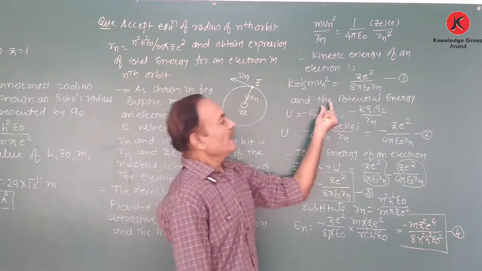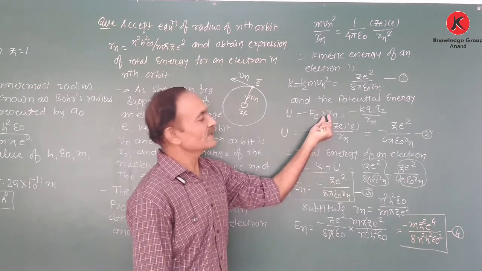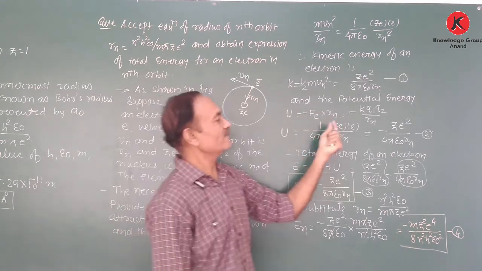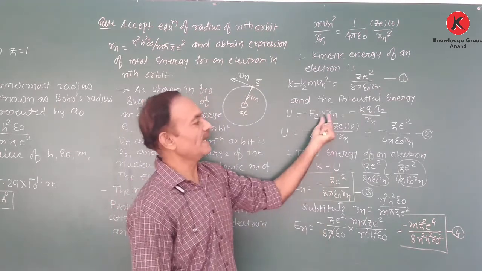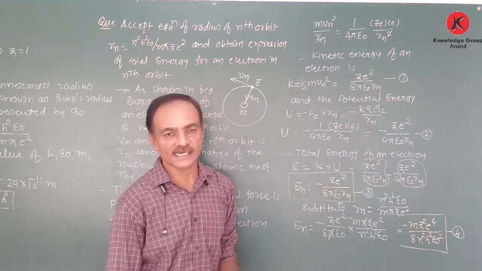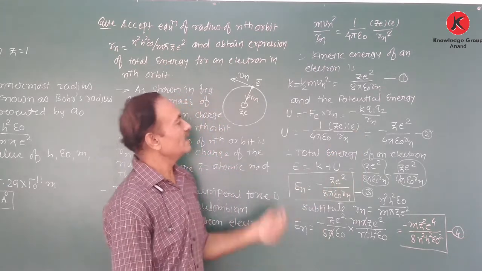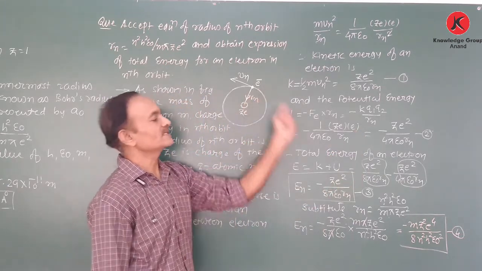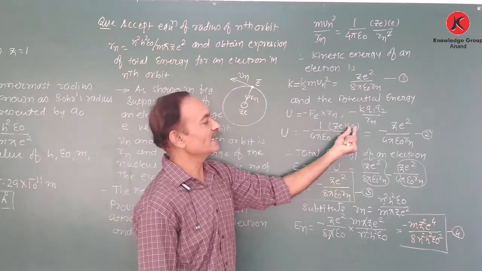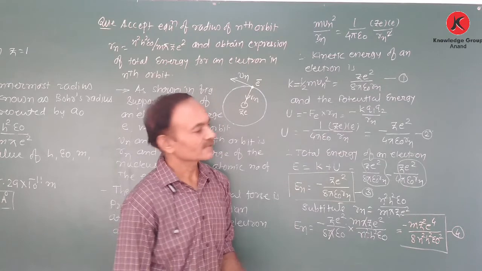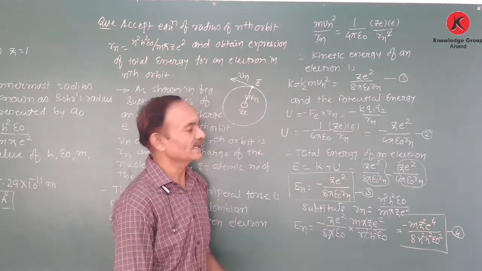Now, potential energy U is equal to electrostatic force into distance. Electrostatic force is minus k q1 q2 upon r square, into r; one r cancels. Therefore, only the r in the denominator. But here q1 is Ze, q2 is e. Therefore, minus 1 upon 4 pi epsilon 0, Ze into e upon r. So it is equal to minus Z square e square upon 4 pi epsilon 0 r.